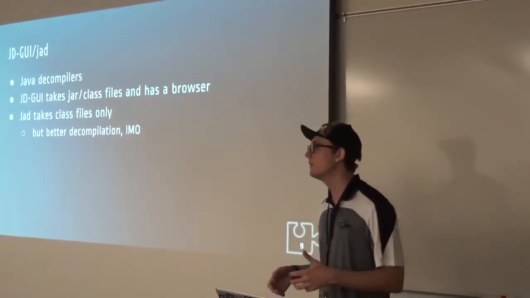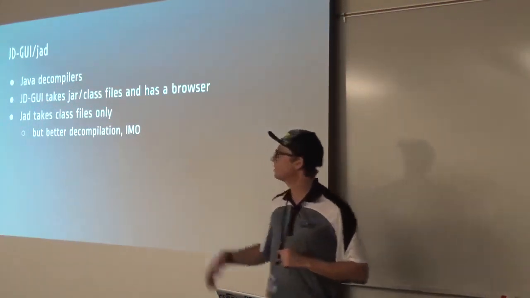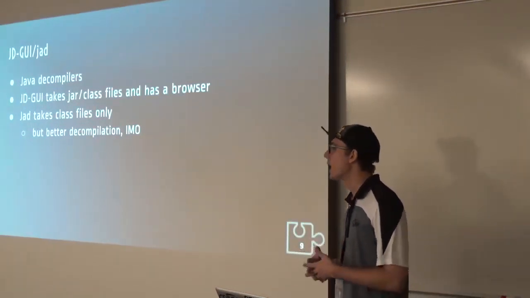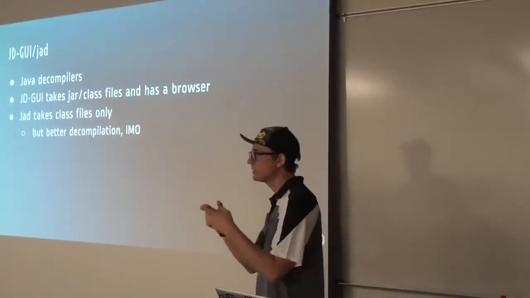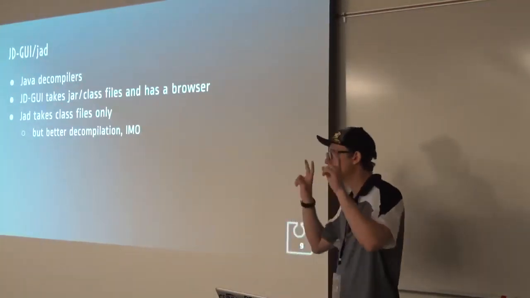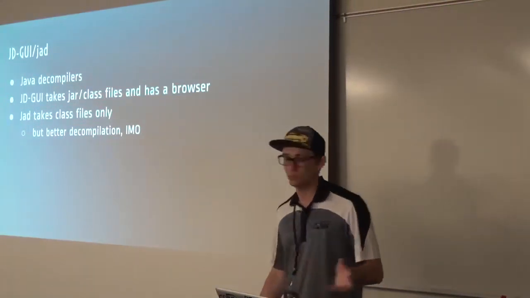The one that I'm going to be taking advantage of in the demonstrations is JAD, which I found more recently, but the decompilation seems a bit better. It takes the Java classes and basically takes the bytecode and puts it back into pseudo Java for you to look at. So it's a lot easier to look at than Java bytecode, which is really obnoxious.